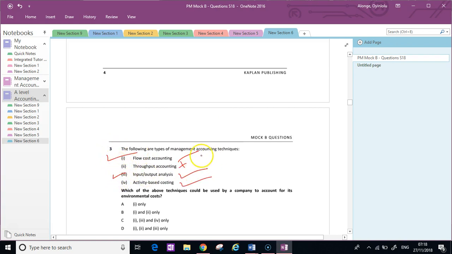Flow costing was the one where we separated things into materials, delivery, and clear up, if you like. Input-output was literally what goes in and what comes out, what percentage is going in and what comes out, and whatever the difference is, our wastage. And activity-based is literally trying to look for the drivers of those costs. So the answer here is C.